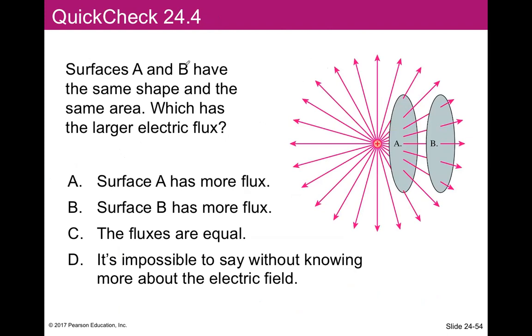Here, surface A and B have the same shape, and which one has a larger flux? The answer is A, because there are some field lines going through A, but not going through B. But for all the field lines which go through B, it has to go through A.